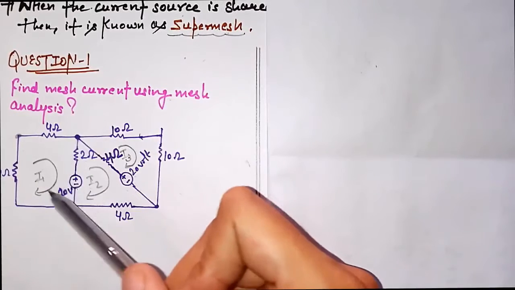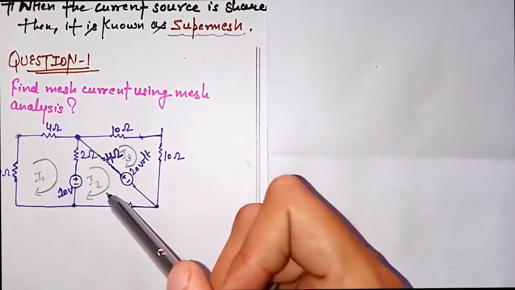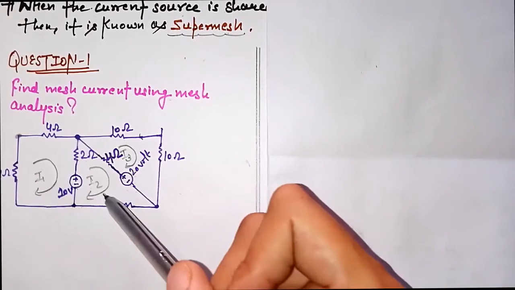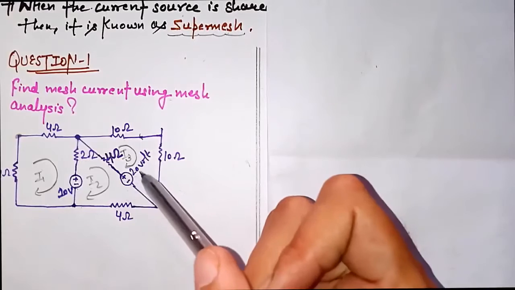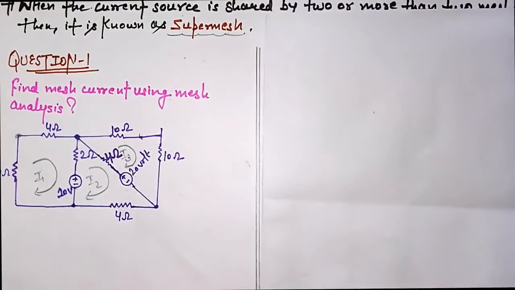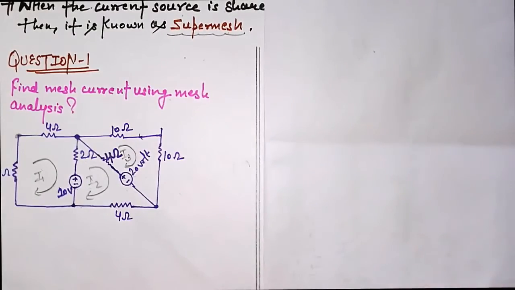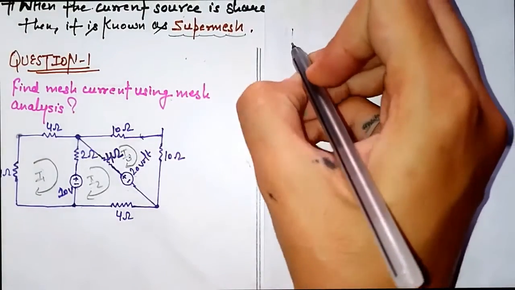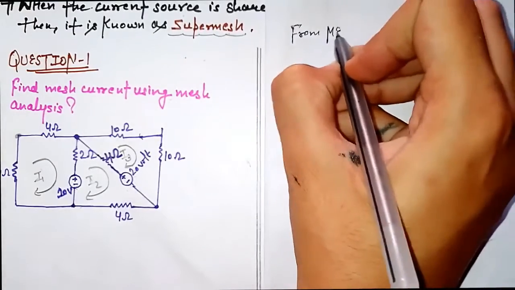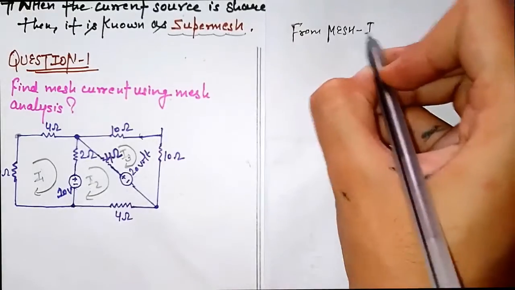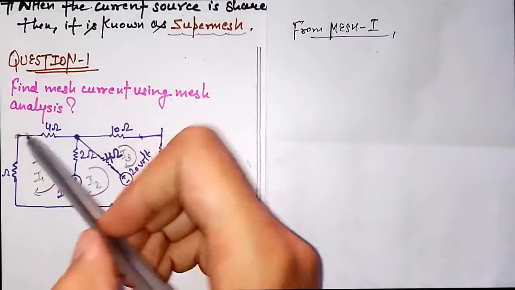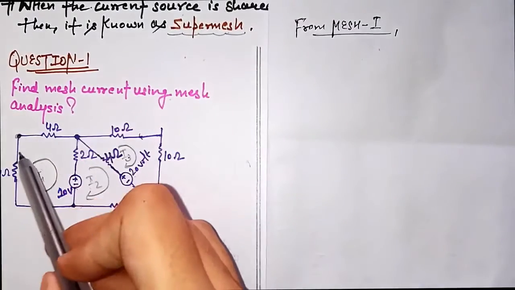We suppose this loop as mesh 1. This one is mesh 2 and mesh 3. I1 current is flowing through mesh 1, I2 is from mesh 2 and I3 is flowing in mesh 3. Now we write our equations. From mesh 1, we write the equation. See, we started from here.